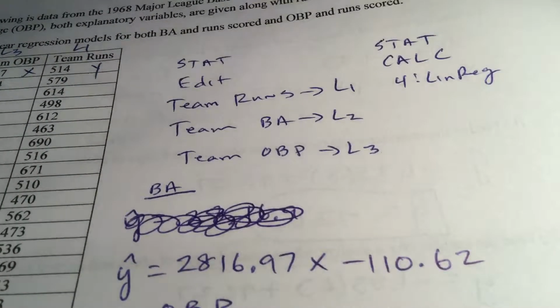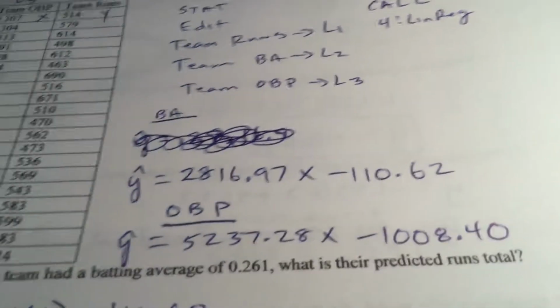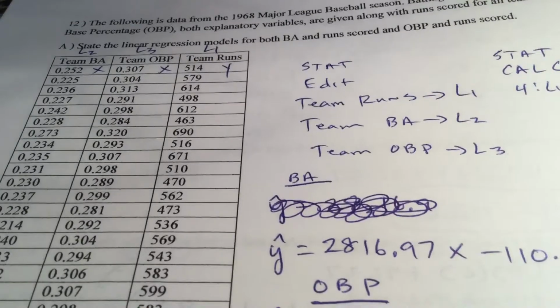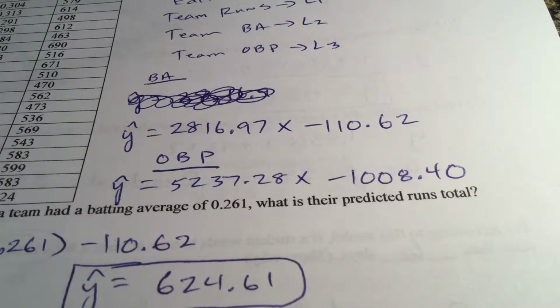Okay, so stat, edit, list 1, list 2, list 3, there. Then you're gonna hit stat, calc, and regression. In my models here, list 1 is gonna be Y each time. So anyway, here's the batting average model. Here's the on-base percentage model.